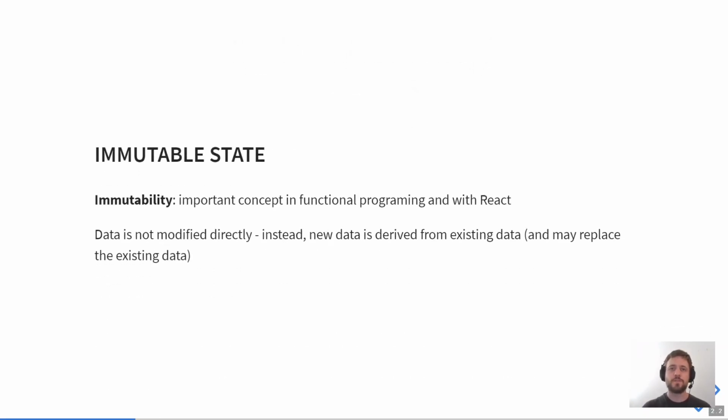When working with React, it's important to be aware of the concept of immutability and immutable state. Immutability means that data is not modified directly. Instead, new data is derived from existing data and may replace the existing data.